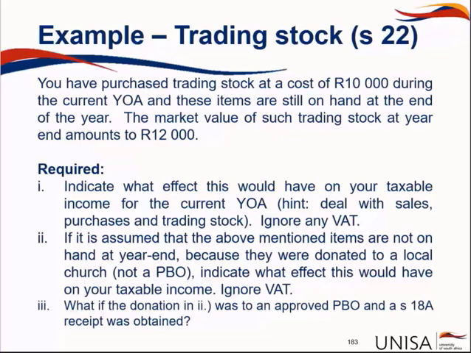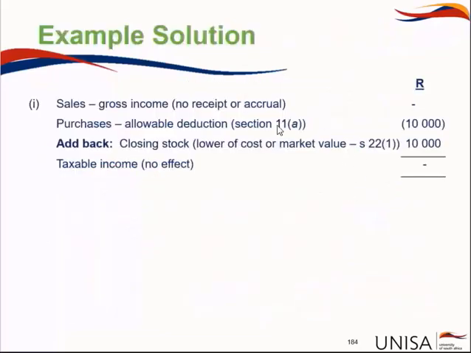So in the first case, we're saying, okay, we purchased trading stock, so we're going to get a deduction in terms of Section 11A for purchasing the trading stock. However, the trading stock is still on hand at year end, therefore it's going to form part of my closing stock, and therefore I'm going to add it back at the lesser of cost or market value. Cost was 10, market value was 12, so I'm going to add it back at 10.